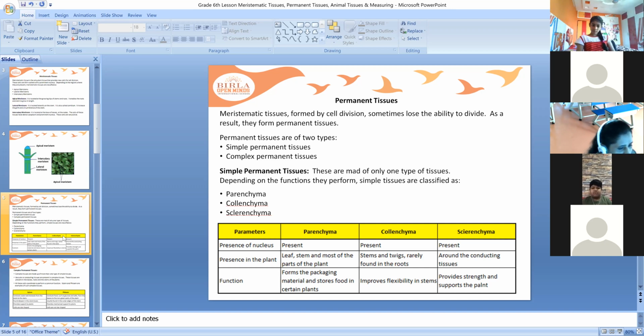Permanent tissues are again of two types. You have to remember this, children. Please underline it or note it down in your class books. Meristematic tissues are formed by cell division. Please underline it in your course books. Everyone have your course books open.